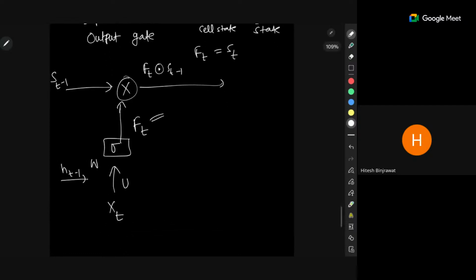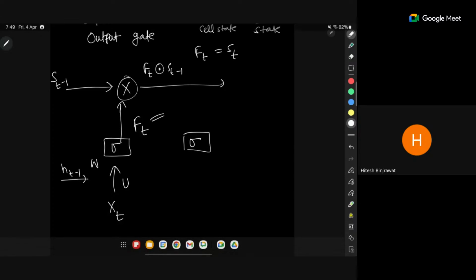Now what I'll do is I'll have another sigmoid here. You can have tanh or something like that also. Sometimes you will see tanh and all, but for all of them I'll use sigmoid only. And let's say I have another sigmoid.